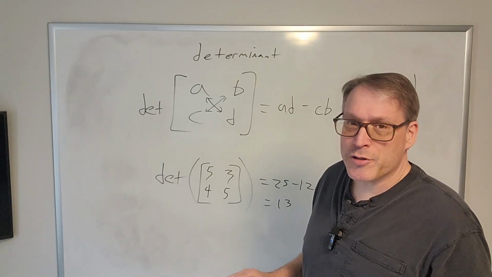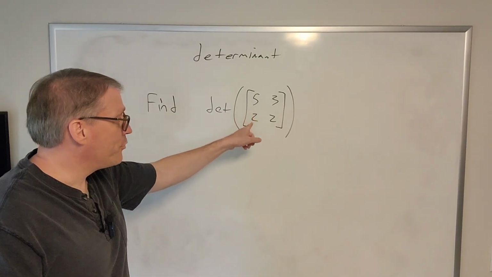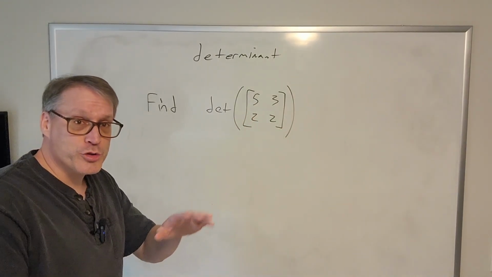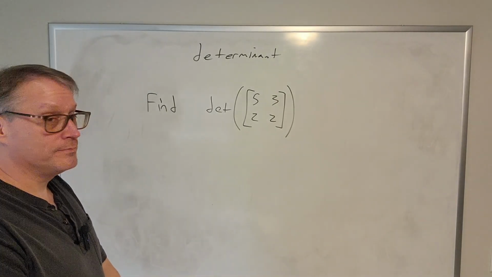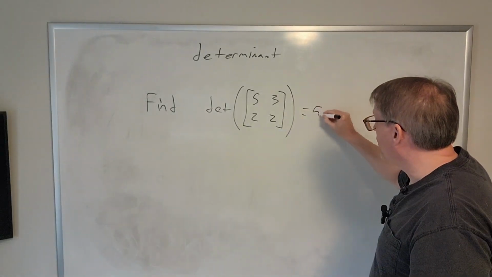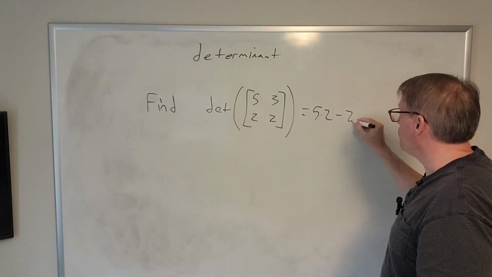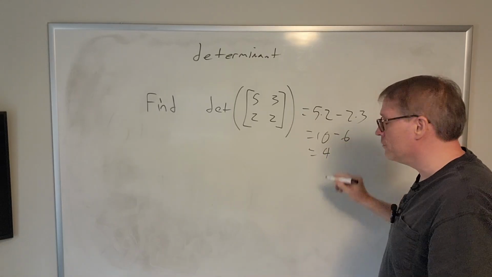Let's go through some more examples of finding determinants. This one's for you. Go ahead and find the determinant of 5, 3, 2, 2. Pause the video, resume when you're ready. All right, ready? Well, this is simply going to be 5 times 2 minus 2 times 3, which is 10 minus 6, which is 4.